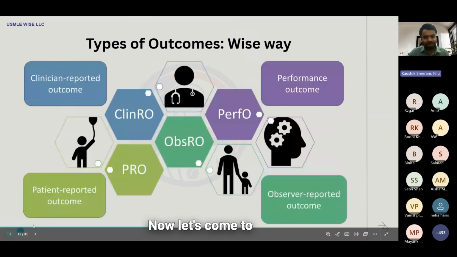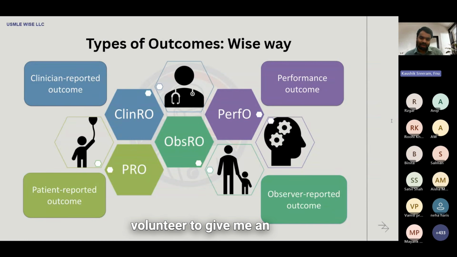Now let's come to another student. Can anyone volunteer to give me an example of an observer reported outcome?